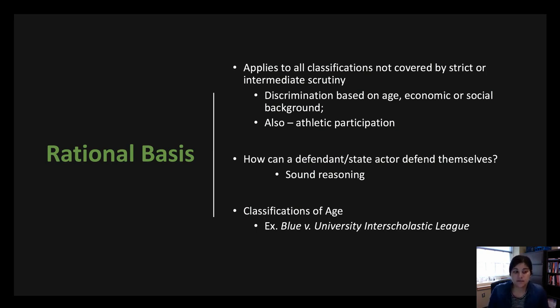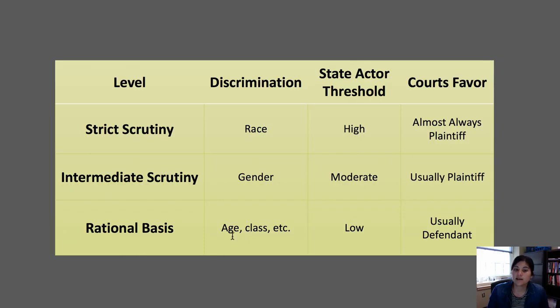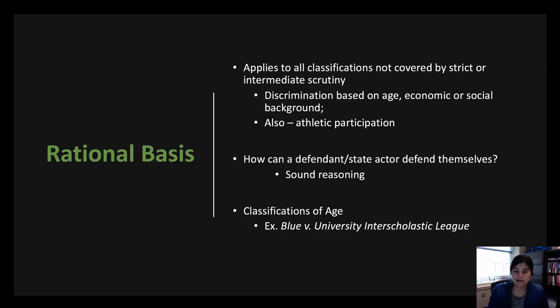As you can see from our chart here, cases that meet the requirement of rational basis tend to favor the defendant, okay? Meaning that of our three levels here, it is easiest for a defendant state actor to defend themselves in a rational basis case. Basically, all they have to do is provide a sound reasoning for having a policy in place. If they do that, generally they're going to win the case. So it's much easier for defendant state actors to defend themselves in a rational basis case than it was in those two other levels.